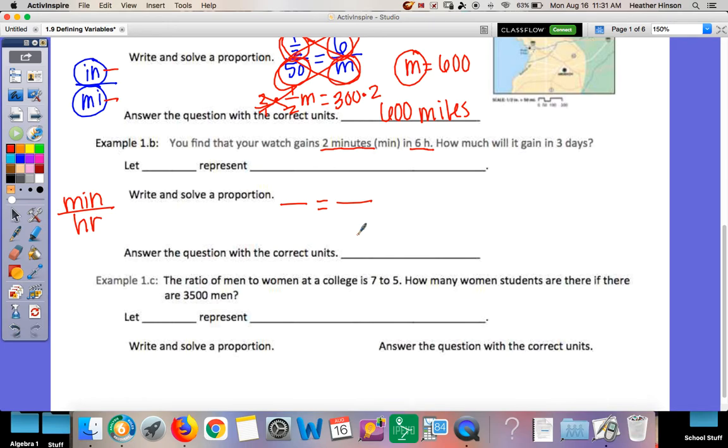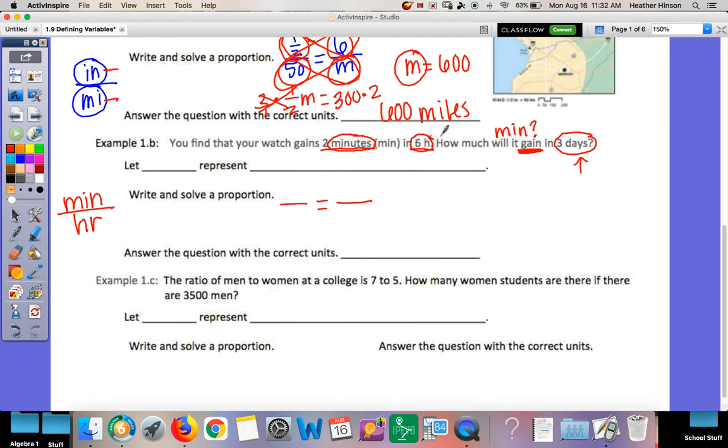So what do we not know? The question says, how much will it gain in 3 days? Now, we haven't dealt with days. All it gave us was minutes and hours. So when it says, how much will it gain in 3 days, we can't work with 3 different units. So we have to convert that. But which one do we convert it to, minutes or hours? Well, the question says, how much will it gain? What are we gaining here? Are we gaining minutes or are we gaining hours? It says your watch is gaining 2 minutes. So we're looking for how much it's gaining in minutes.